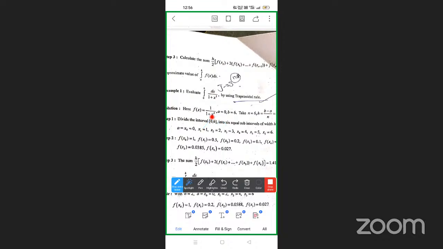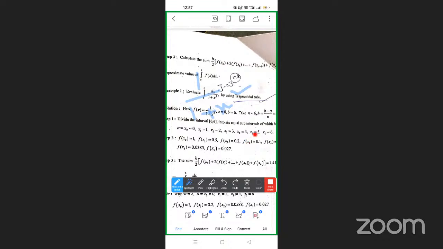Using the calculator, in the equation 1 by 1 plus x square, put x equal to 0 and we get f of x0. Put x equal to 1 and we get f of x1. Put x equal to 2 and we get f of x2. Next, x equal to 3 gives f of x3, and x equal to 4.